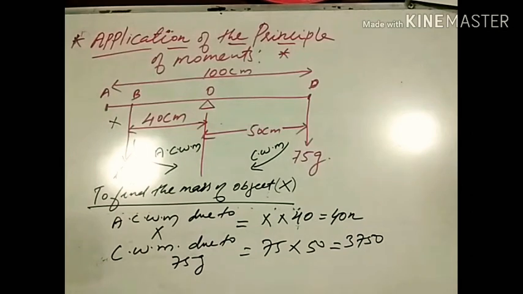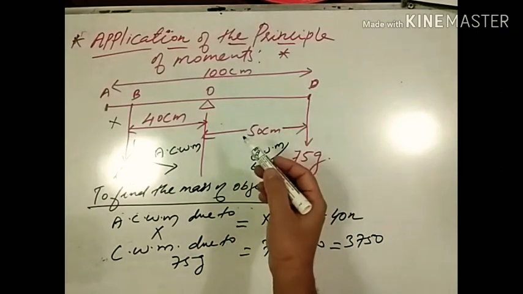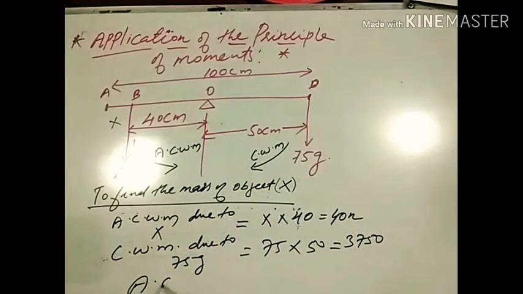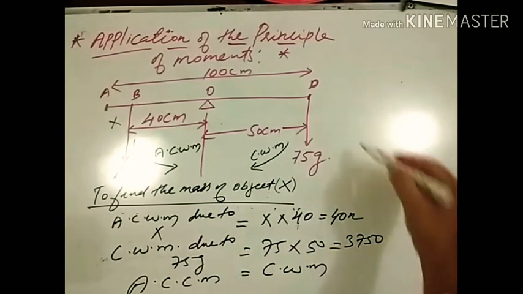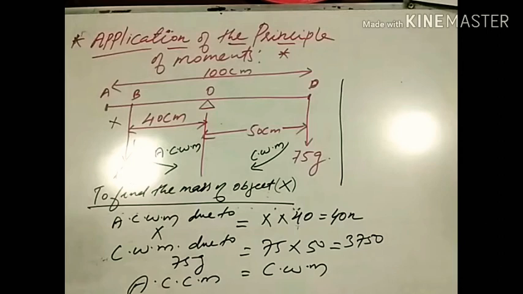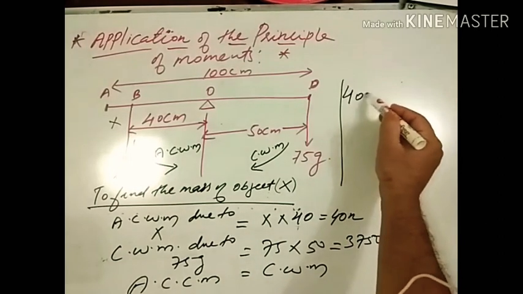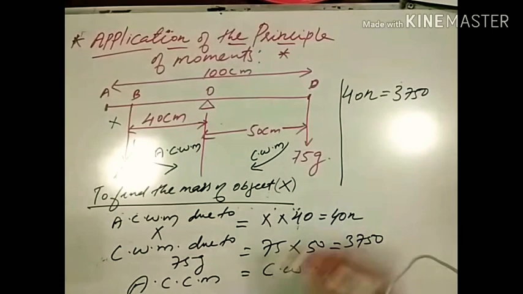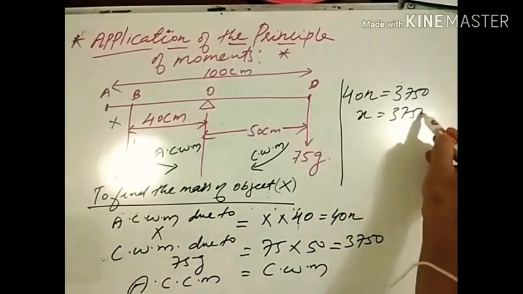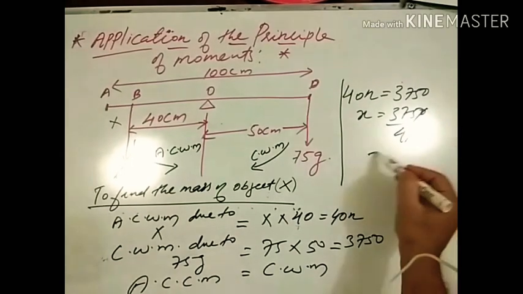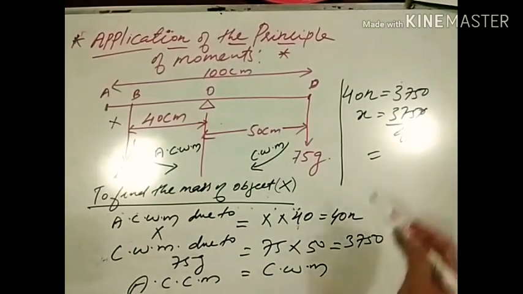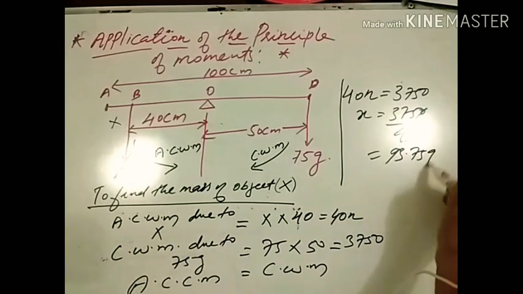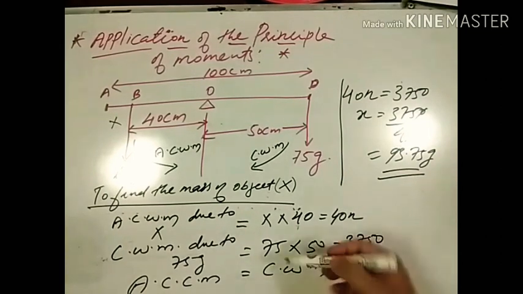So when the beam is in equilibrium, according to the principle of moments, anti-clockwise moment is equal to clockwise moment. What is anti-clockwise moment? 40x is equal to, what is clockwise moment? 3750. X is equal to 3750 divided by 40, that is 375 divided by 4. How much is it coming? 93.75 gram. All right? I hope the steps are clear to you.